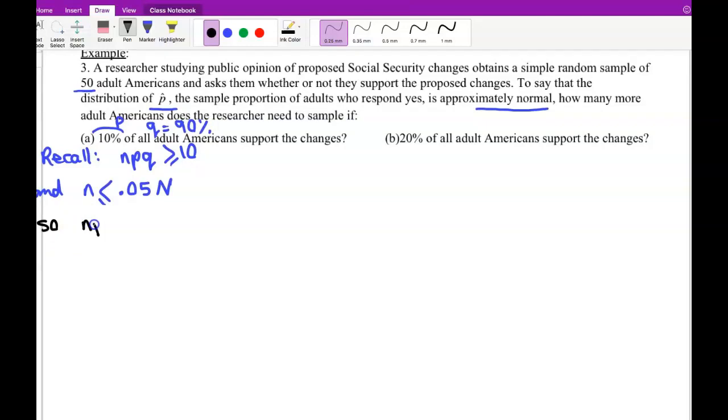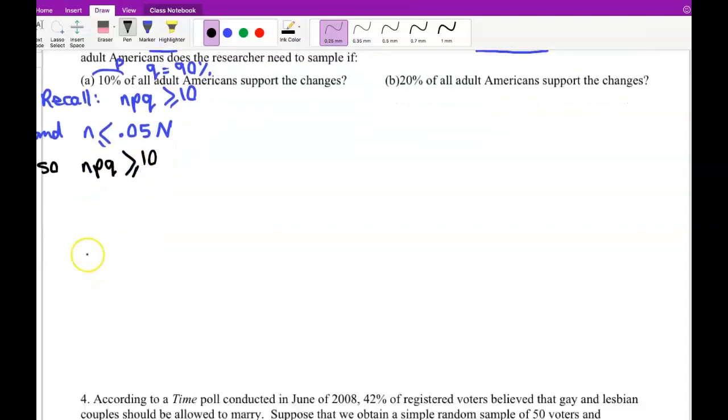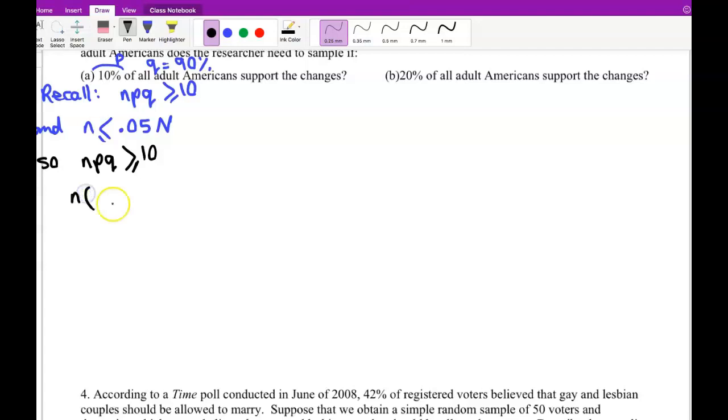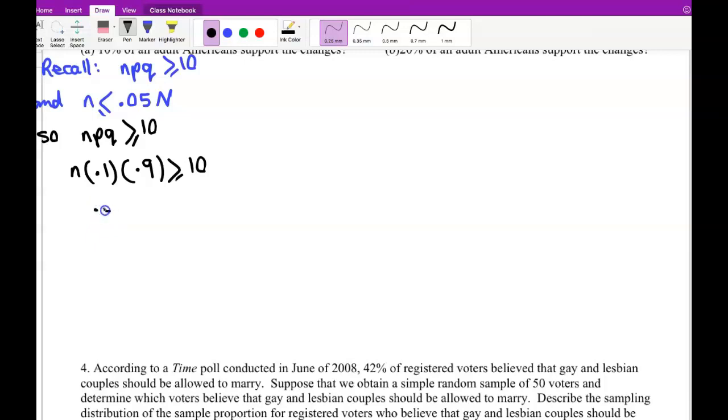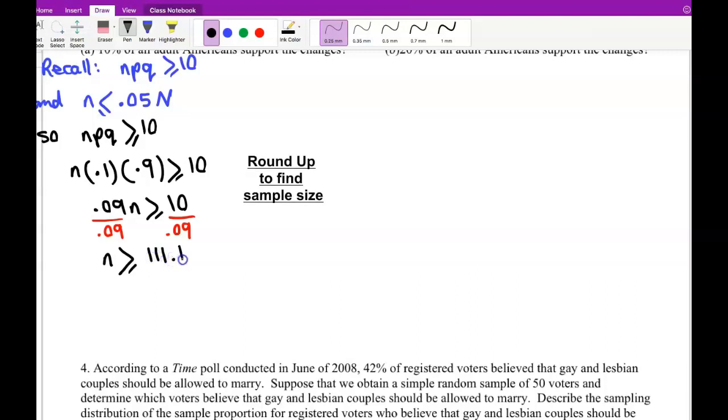So n times p times q greater than or equal to 10. p is 10%, q is 0.90, now finding n. So n is greater than or equal to 111.11.